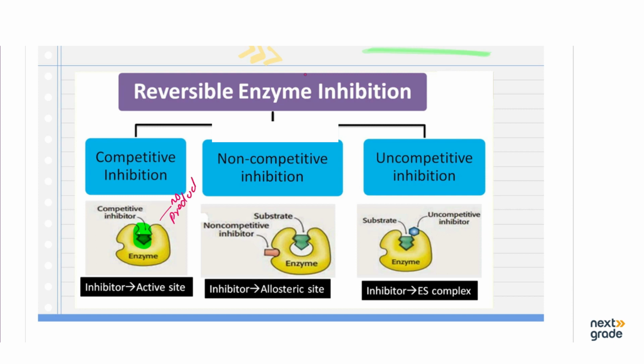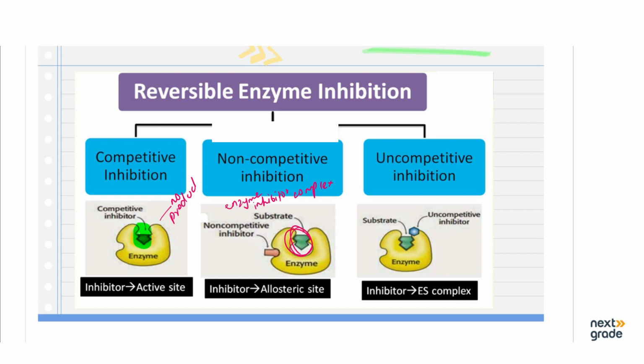Now, non-competitive inhibition: they form the enzyme inhibitor complex at a point, but that point is other than the active site. They alter the structure of the enzyme in such a way that even if a genuine substrate combines with the active site, the catalysis will fail to take place.